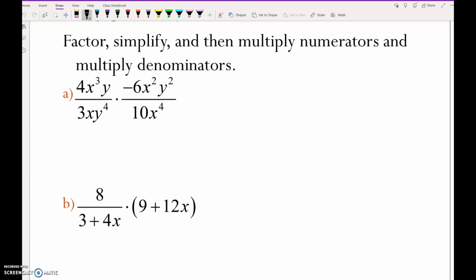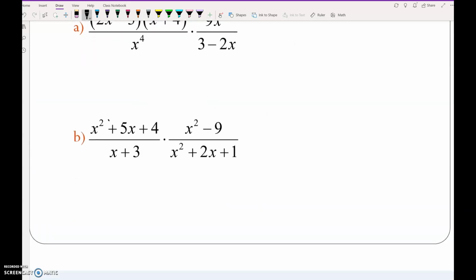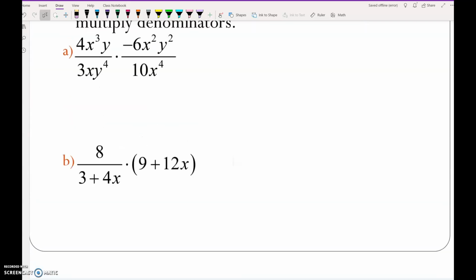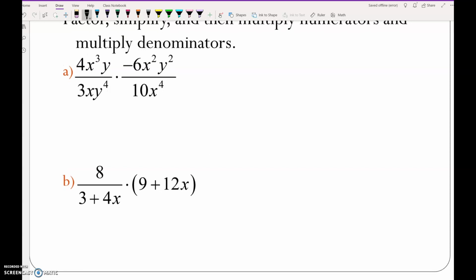So do you see how in B you got 3 plus 4x in the denominator? In A, there's no addition or subtraction anywhere. If you see problems like this that have addition and subtraction in the numerator and denominators, your goal is going to be factor everything and then see what cancels. If you don't have any addition or subtraction, like this first problem, your goal is to multiply the numerators together to get one numerator, multiply the denominators together to get one denominator, and then work on simplifying.